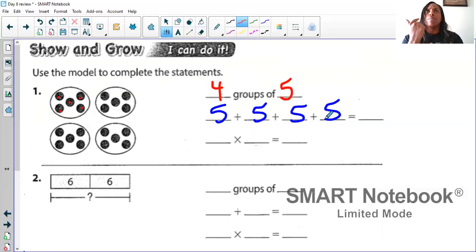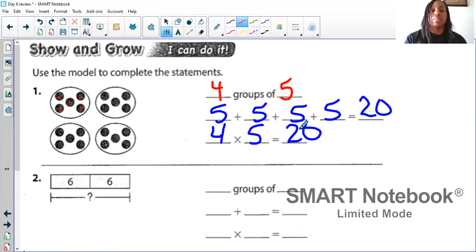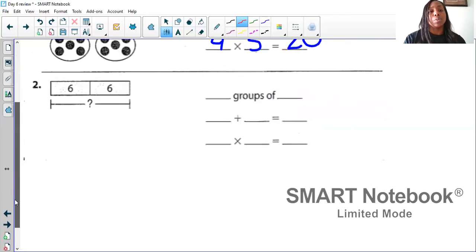5, 10, 15. That's right, 20. So we're going to write 20 right here. So 5 plus 5 plus 5 plus 5 equals what? 20. So what should our equation look like? Our multiplication equation, what should that look like? 4 times 5 equals 20. Why is that? Because we have 4 groups of 5, and we know that they're going to equal a product of 20. Very good. Now let's go down to question number 2.